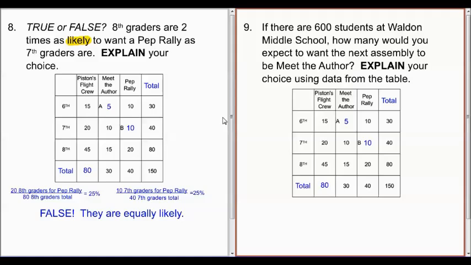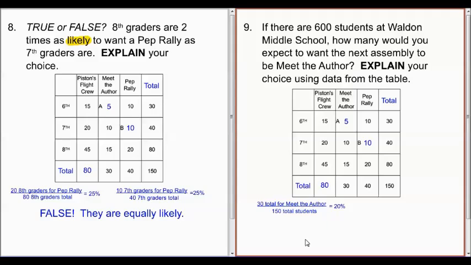Okay, so what about this idea that if we have 600 students at Walden Middle School, which is pretty close, there's about 100 kids on each team, so it's 600, how many would we expect to want meet the author? Well, I don't know that this is necessarily the best. There's probably a way more complicated way to do this, quite honestly. We should probably figure out the number of 6th graders that would want it, the number of 7th graders that would want it, and the number of 8th graders that would want it, and then add those all up, assuming there's 200 at each grade level.